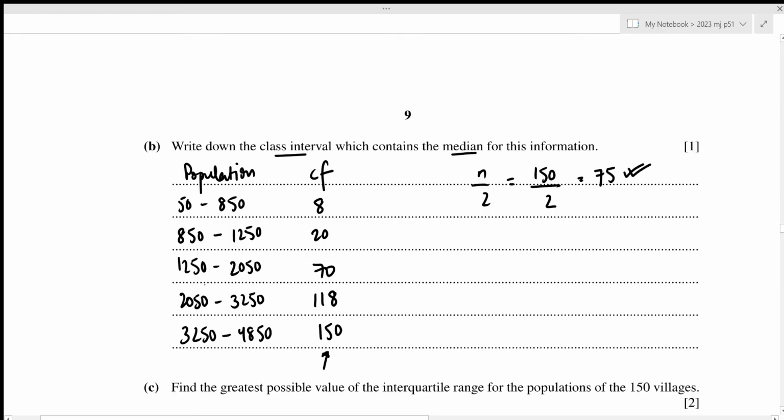So in this case, we can see that this class contains still 70 items. So the 75th item will fall in this class right here, because the total cumulative frequency in this case is 118, which is higher than 75. So the required class interval will be 2050 to 3250.